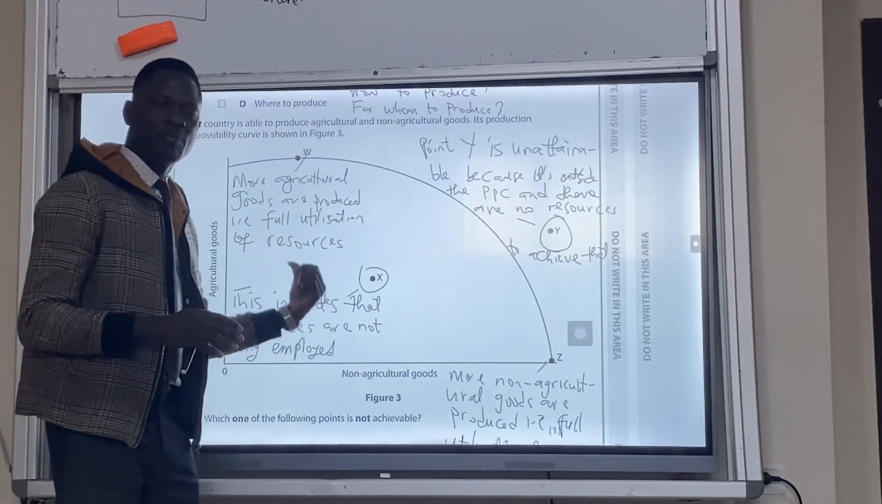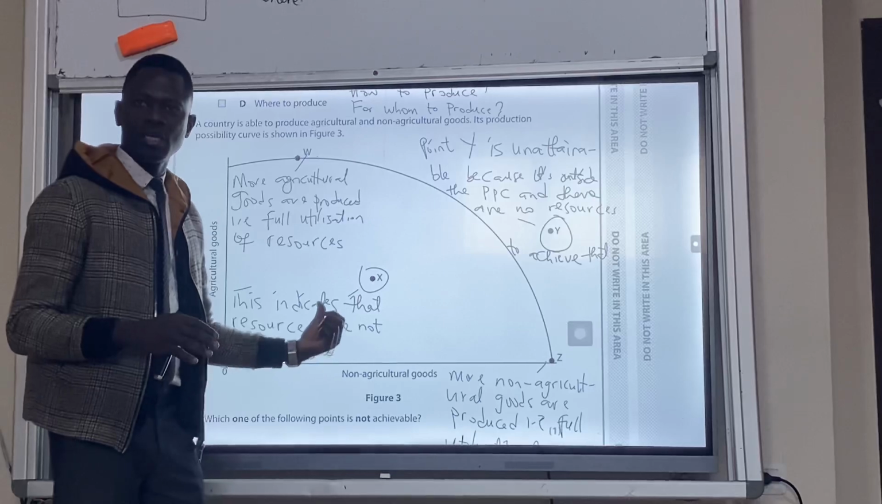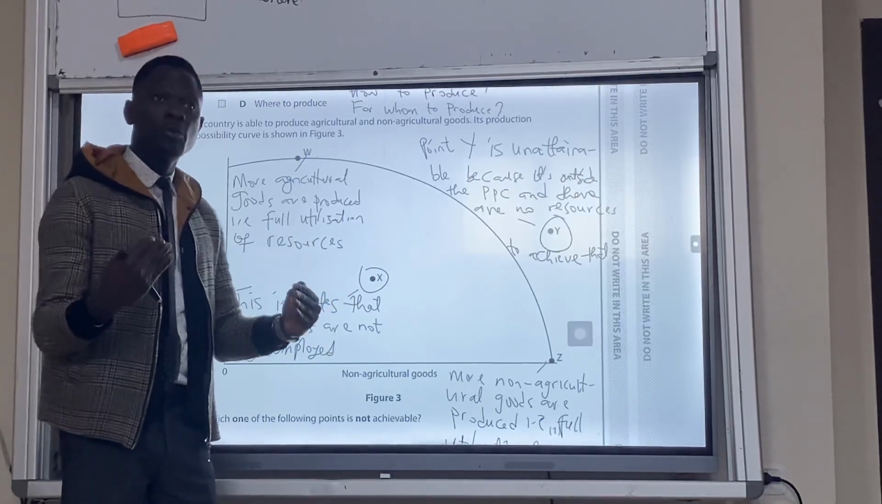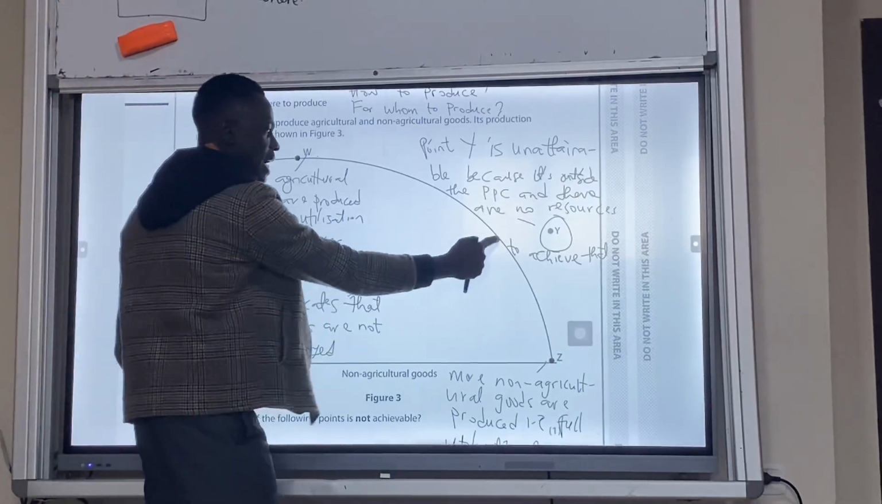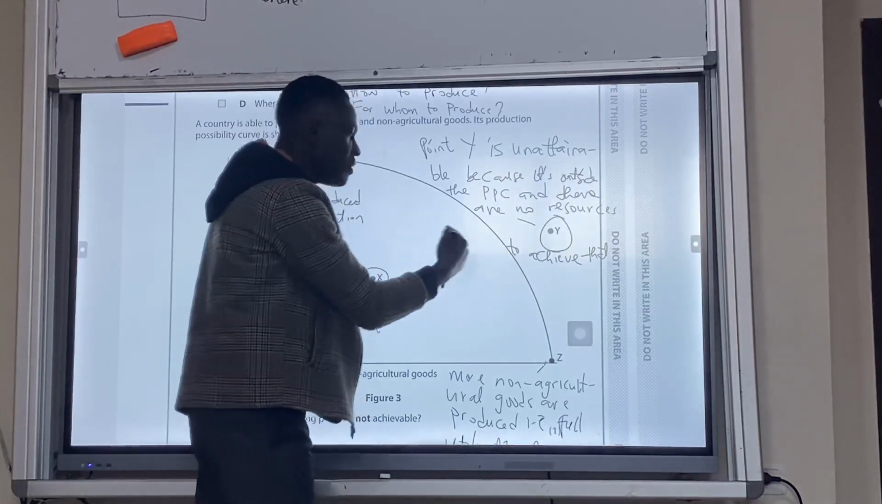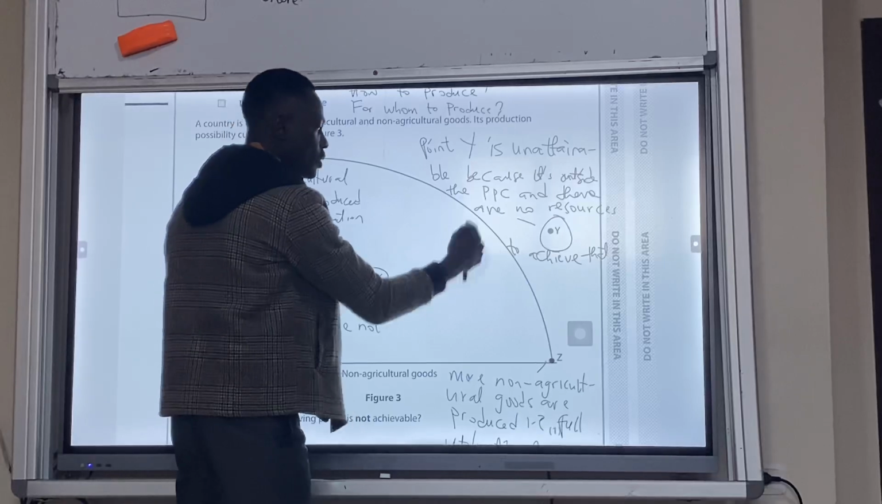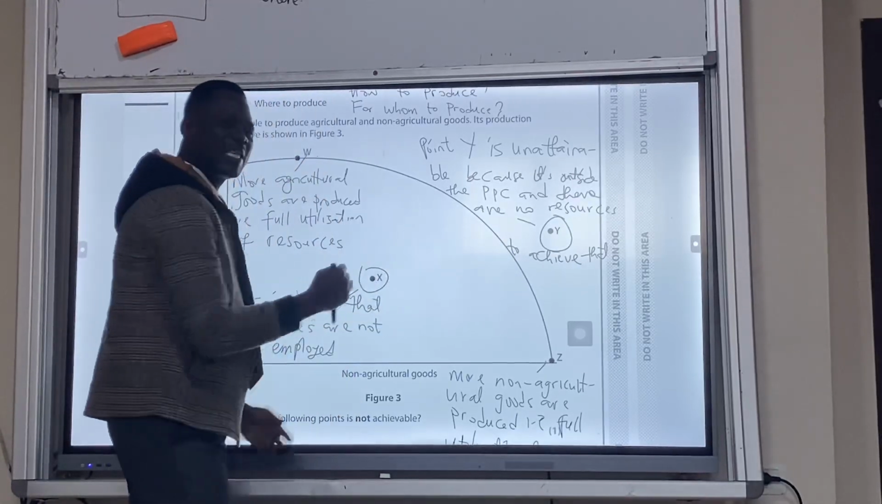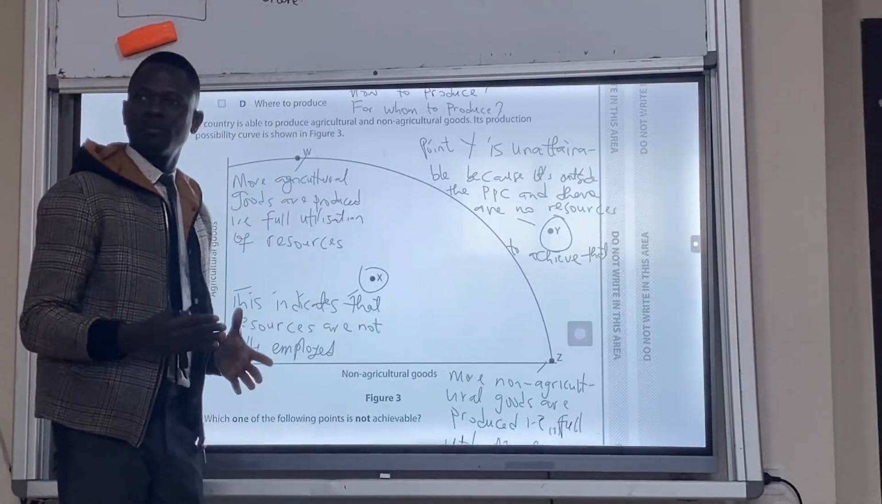Inside the PPF, it means the resources are not fully employed. It means that we have the ability to produce further because we can still get here. From here, we can still get here. That means we can still move to the boundary. If we still have the capacity to move to the boundary, it means we still have some resources unused.